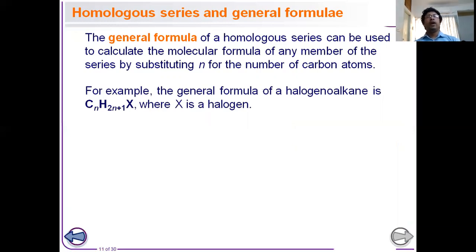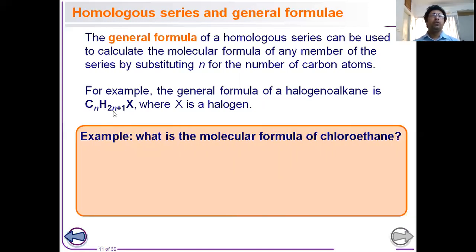Well, the general formula is a very important characteristic of a homologous series. A homologous series can be shown with one general formula. For example, halogenoalkane can be shown with this formula, CnH2n+1X. As I already mentioned, X is a halogen atom, that is, it can be fluorine, chlorine, bromine, or iodine. So if we put n equal to 1, 2, 3, 4, then we will get different halogenoalkane molecules.